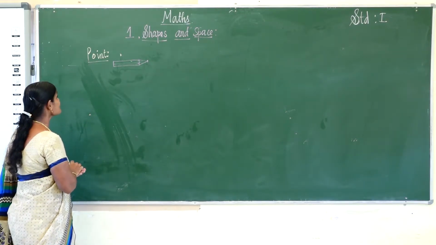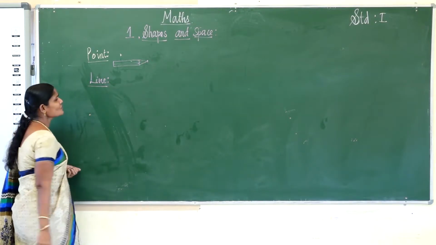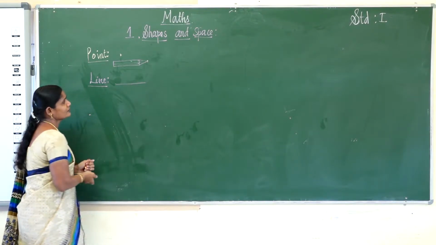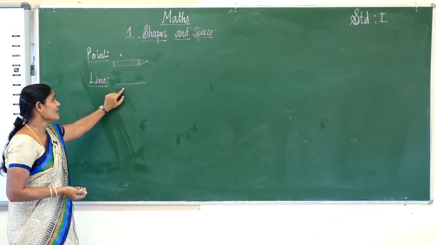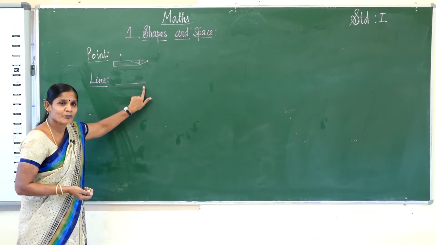Next we discuss line. So what is a line? How do you draw a line? Just draw like this. Okay, this is a line. A straight path is a line.